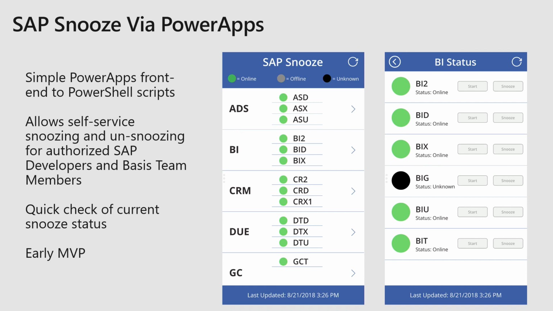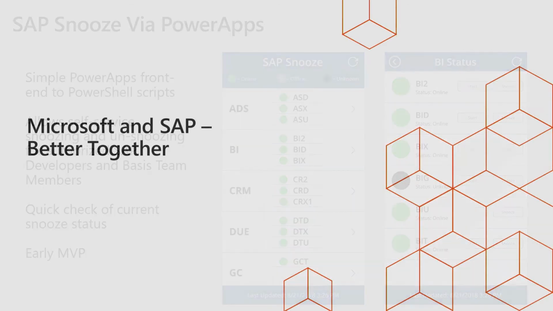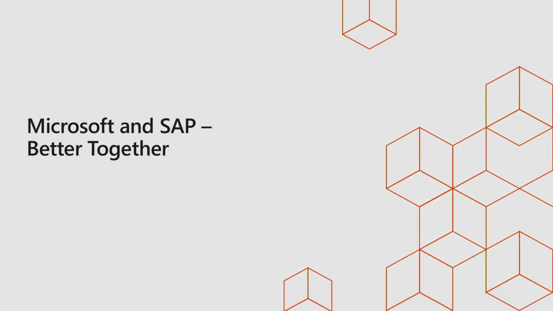And only the developers and the basis people have access to this Power App. An intern built this. It's super easy. The PowerShell script's going to be on GitHub sometime in December or early January. So snooze as much as you can for those pay-as-you-go instances. Obviously, for the reserved instances, you don't have to do that.